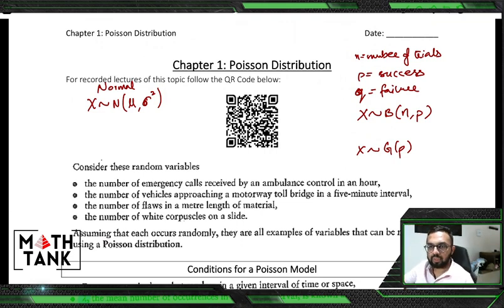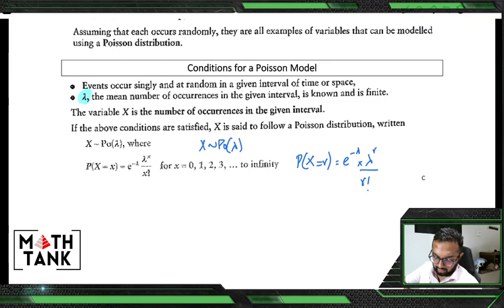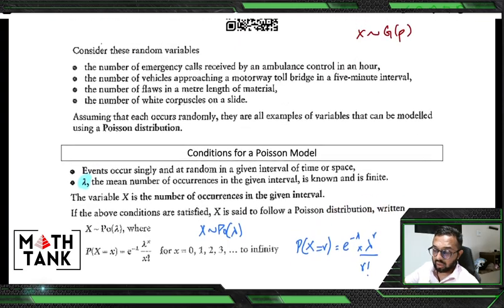Now for the first topic then, you base your calculations on a particular formula. You can probably see the formula written here. It says e power minus lambda into lambda power r over r factorial, and that's the formula that you need to remember. It's also there in the formula sheet.